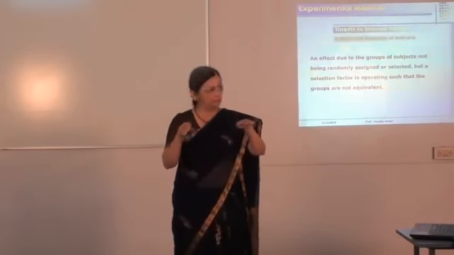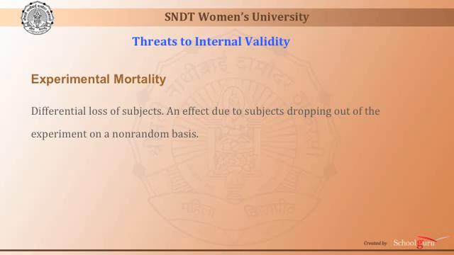Experimental mortality. You know the meaning of mortality, so don't take it literally here. Nobody is dying. Experimental mortality means you have started the experiment with 40 students and day by day they got bored. They left your experiment. In the control group, from 40, the number came down to 25. Now can you compare both the groups? Or even the other way around: the experimental group went down and the control group is there.